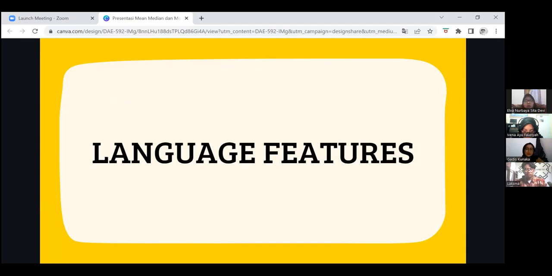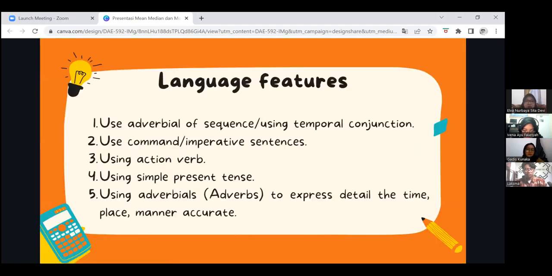Next, we're going to the language features. Okay, can anyone read this section? May I, ma'am? Okay, thank you, Gadis, for reading this section. So, the language features of procedure text are, first, use adverbial of sequence or temporal conjunction. An example is first, second, third, and so on. And second is use of command or imperative sentences. Examples are cut, wash, stir, mix, and so on. Number three is using action verbs.